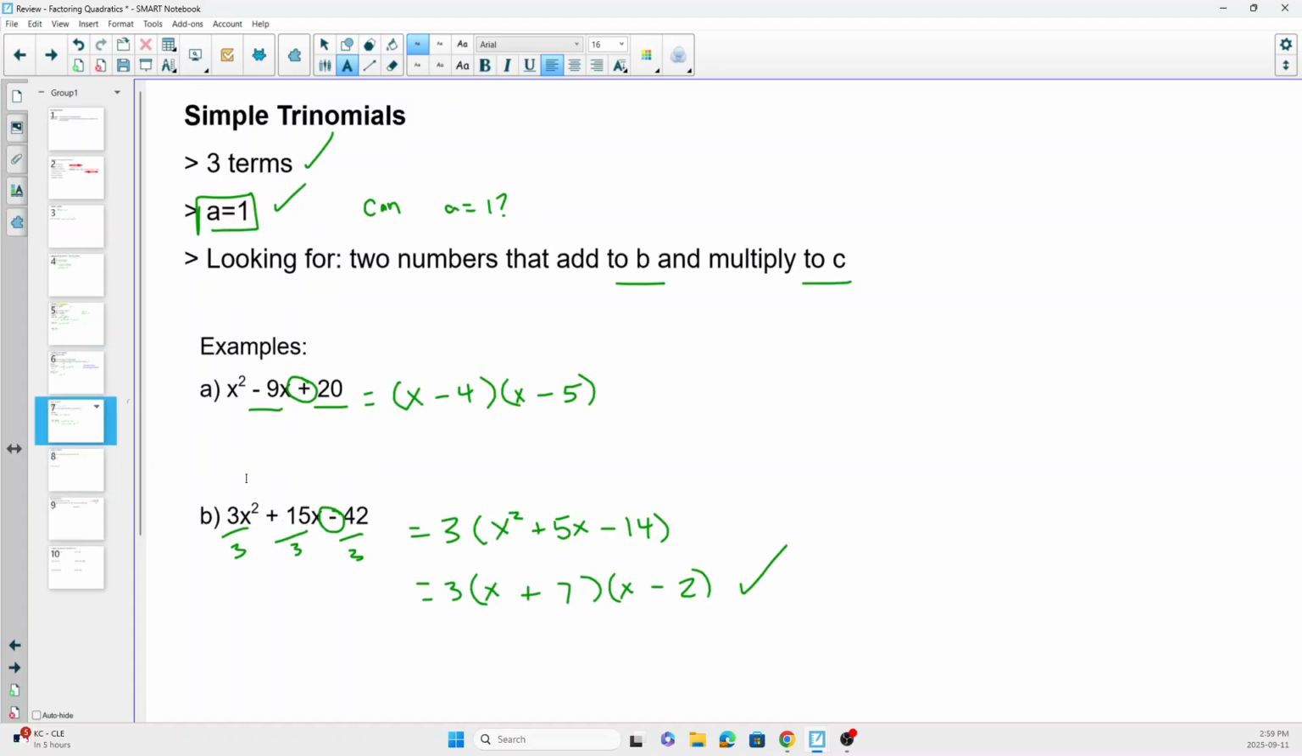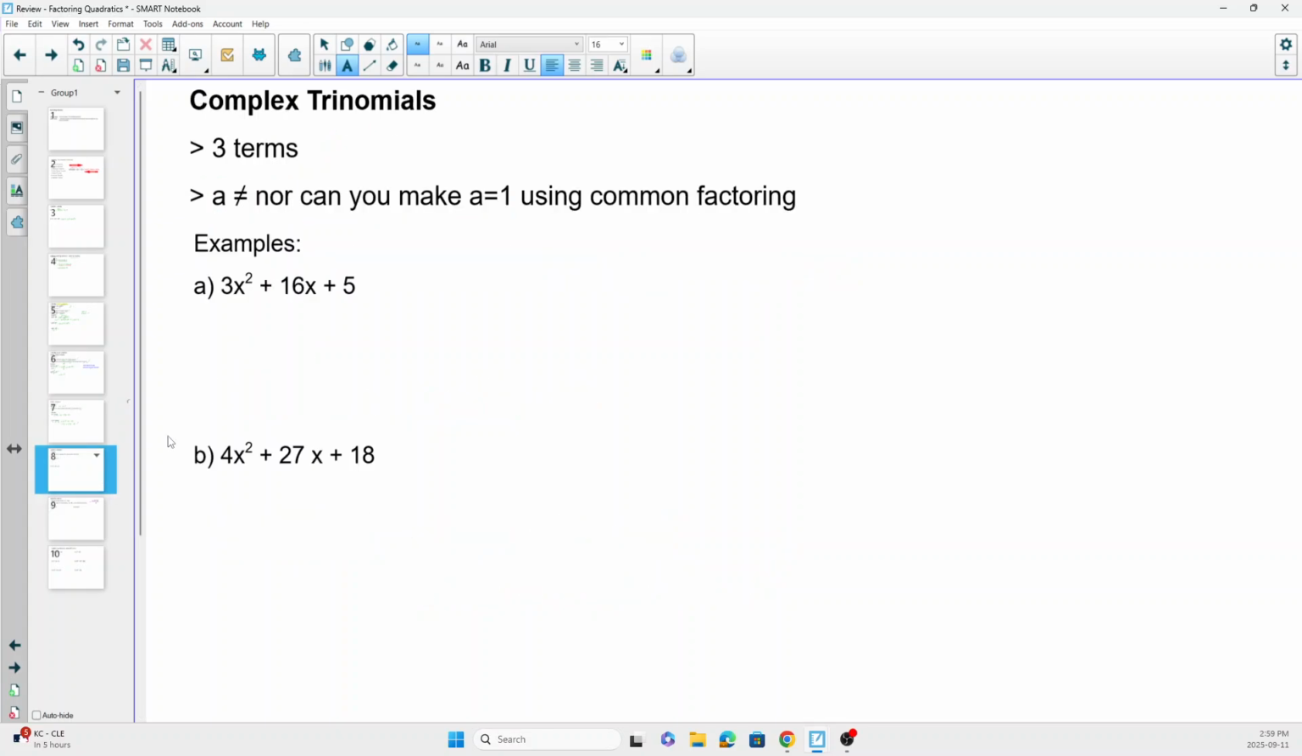In that previous simple trinomial example, we could factor out that 3, make a 1, and then proceed with the 2 numbers that add to b and multiply to c. Here, in this first example, I've got 3x squared plus 16x plus 5, and I can't factor out a 3 from 16 or 5. There's nothing I can do. A is 3, so I have to use one of my complex trinomial methods, and I'm going to show you 2.